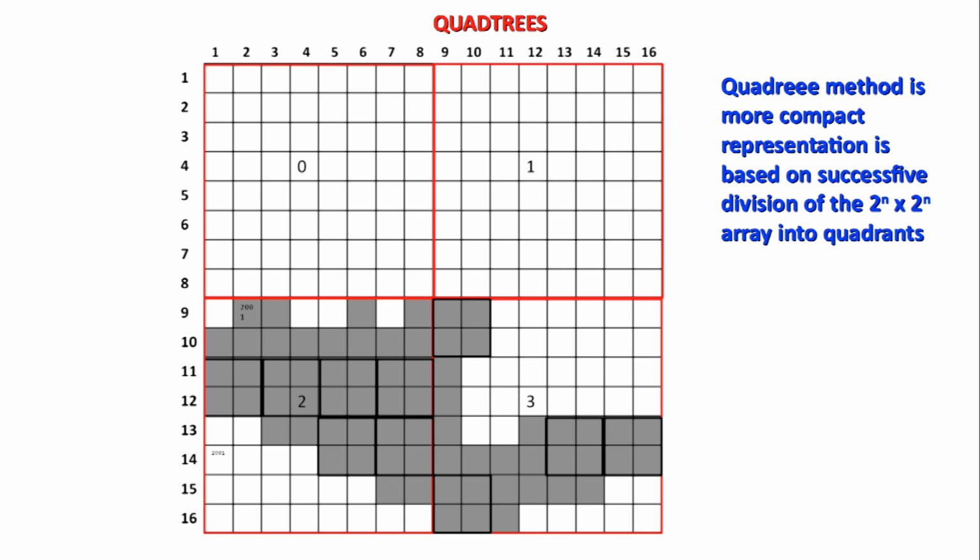So, it becomes 2 0. Now, 2 0 is further divided into 4 quadrants. So, this is 2 0 0 and then 2 0 1 0 and so on and so forth. But let us concentrate on this one. This is 2 0 0 1.